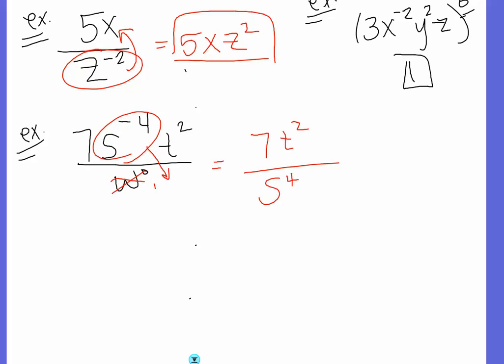You know you're done and you can circle a problem because you have no negative exponents and each of your letters only shows up once. I see t once, I see 7 once. If I saw multiple 7s and multiple t's, then I know I would not be done. Okay? So now try this one.